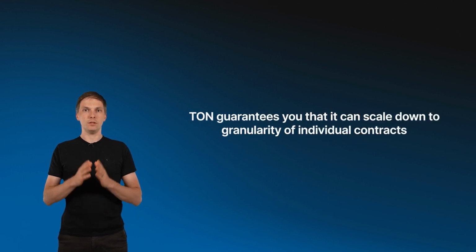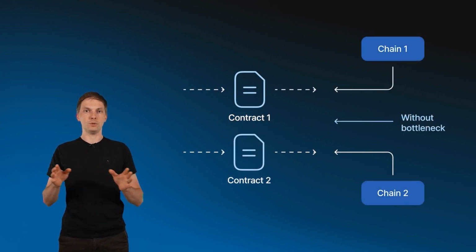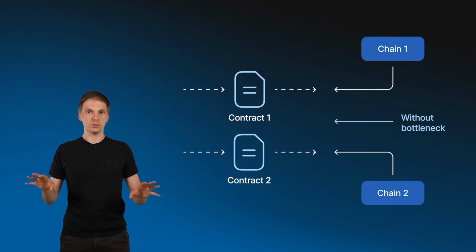In Ton, you really have a very specific guarantee around scalability. Ton guarantees you that it can scale down to granularity of individual contracts. So if you have two separate accounts, then they could exist potentially in separate shard chains operated by separate consensus groups of validators. And therefore, operations on one contract will not create a bottleneck for operations on another contract. And then the Ton network obviously will take care of all the message routing between them.